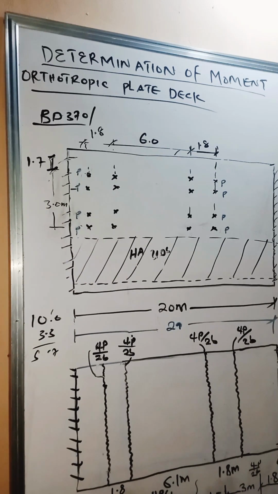Now, before we go into the determination of the moment on the beams, we first of all need to obtain the maximum moment on the plate. Now, for us to do that, in obtaining the maximum moment on the orthotropic plate, the load is being applied on the plate. We can see the dotted line indicating the position of our HB load.